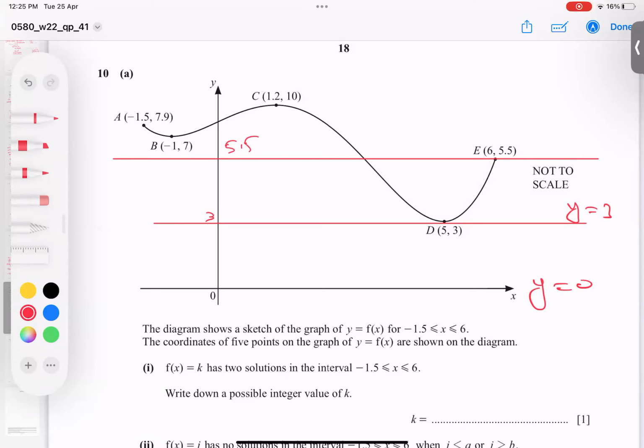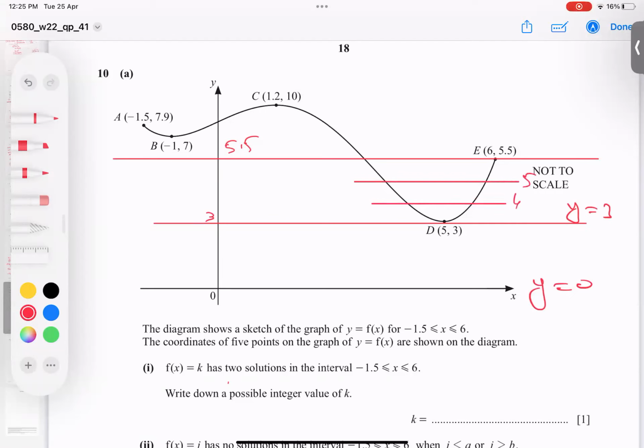We can see here, he was asking to find the possible integers giving two solutions. So two solutions are here. For example, a line cutting here, here, or here, here, there are two solutions, very, very clear. But here 3 is not giving two solutions. So a line going through 4, and a line going through 5, we're getting two solutions.